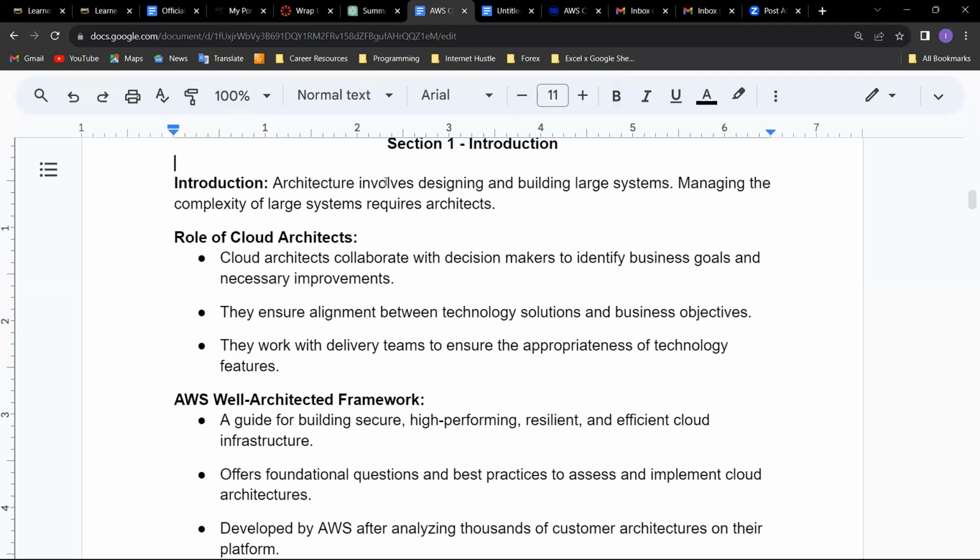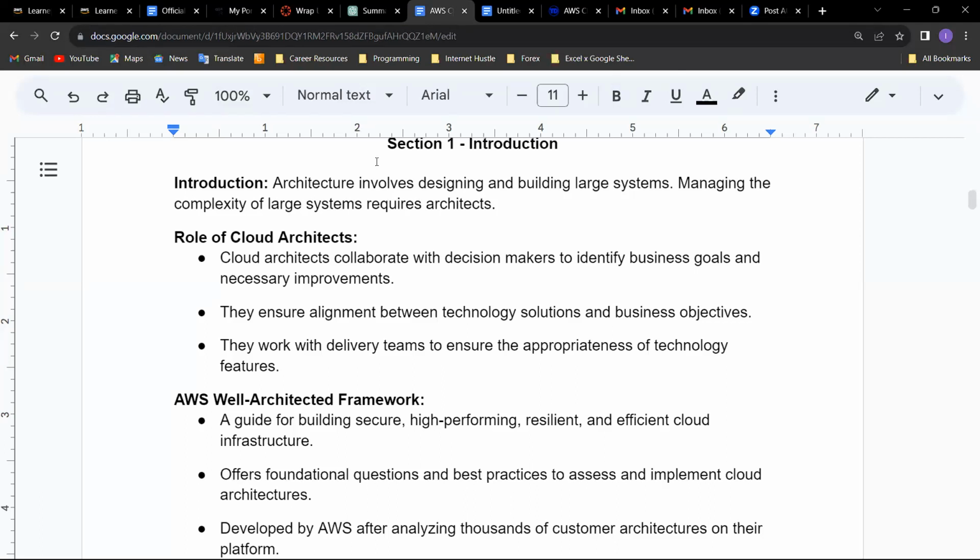So yes, today we are looking at the AWS Well-Architected Framework, right? We are going to take from the beginning the introduction as to what architecture is, who an architect is, and what they do. And then we look at the AWS Well-Architected Framework itself. So an architect or architecture is just about designing and then building systems. That is what it involves. You are designing and building systems.